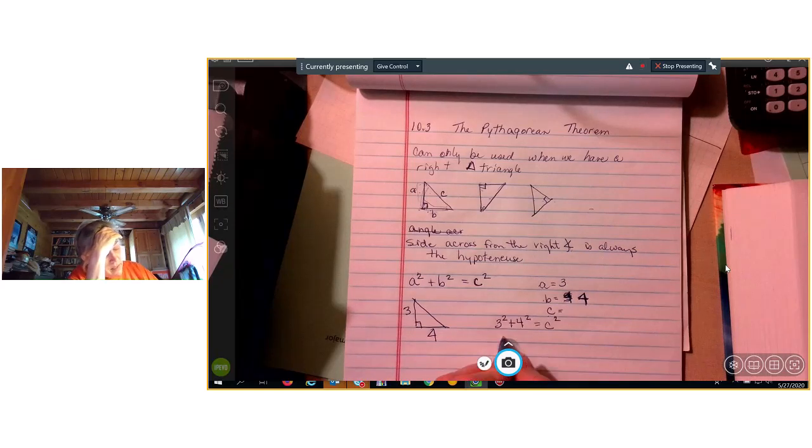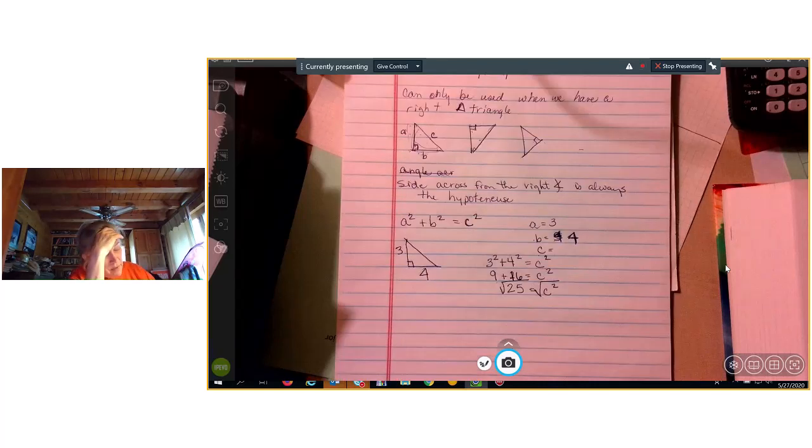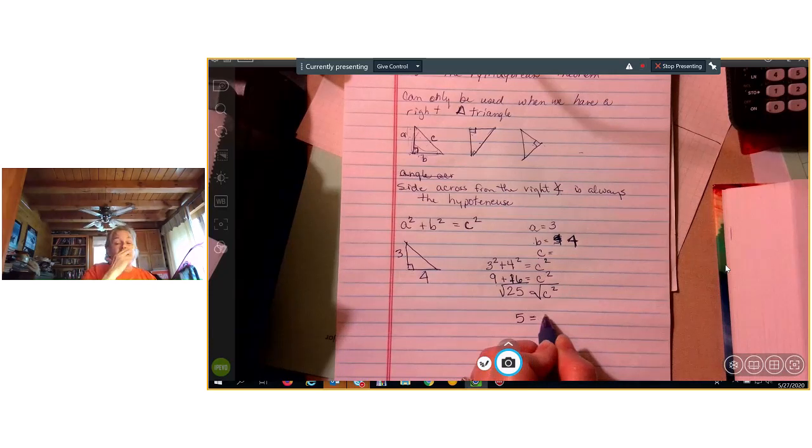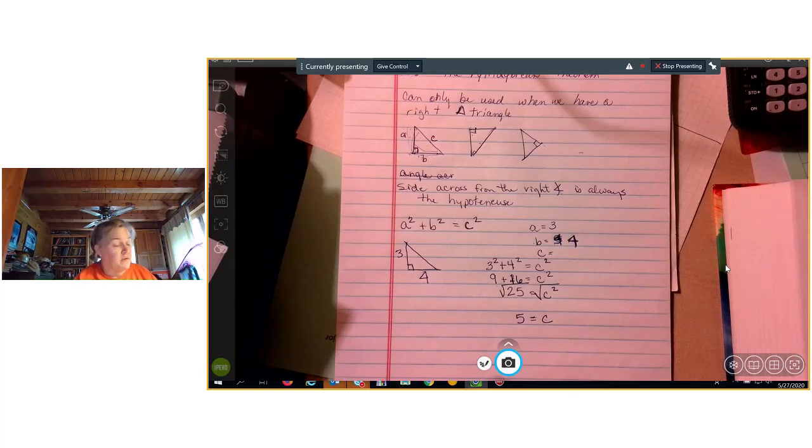then I've got 9 plus 16 equals C squared. 25 equals C squared. I take the square root of both sides, the square root of 25, which is going to be 5. The square root of C squared is going to be C. So C equals 5 units, whatever we're talking about. But this is a very common triangle, a 3, 4, 5.